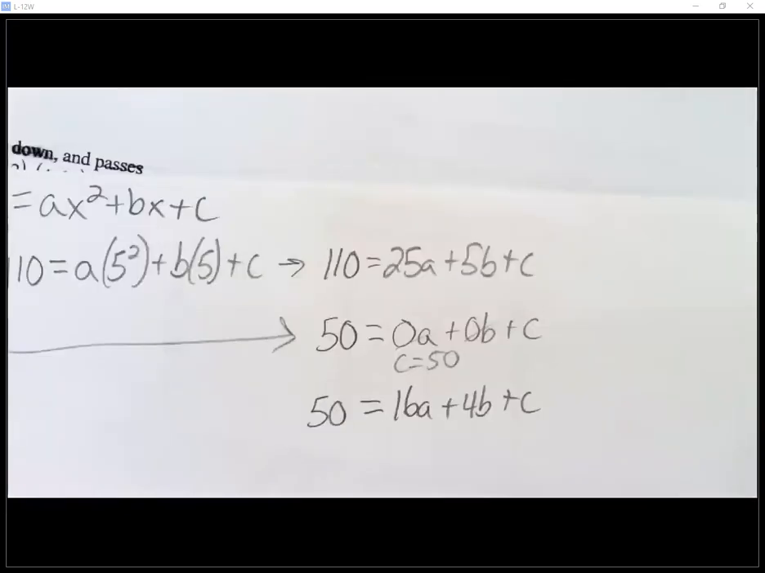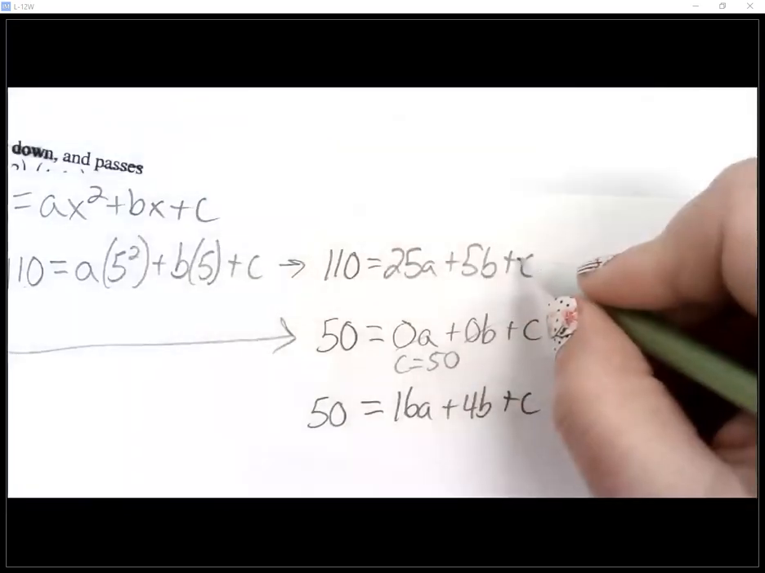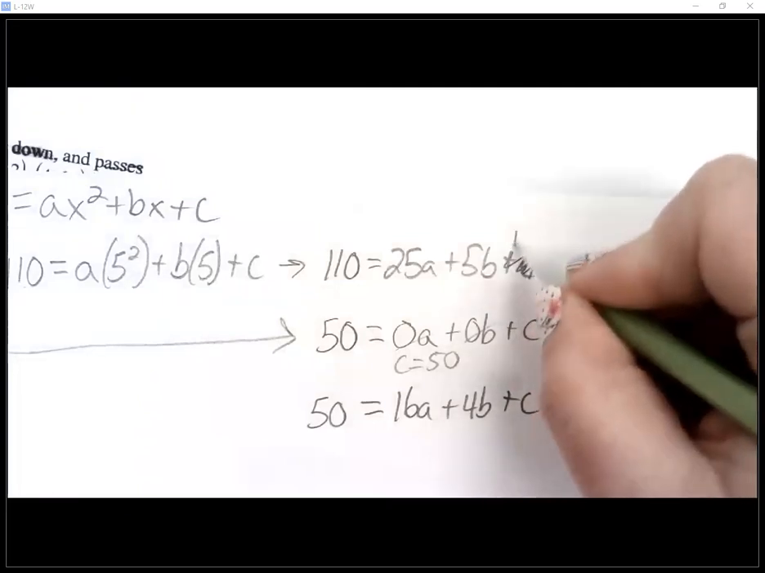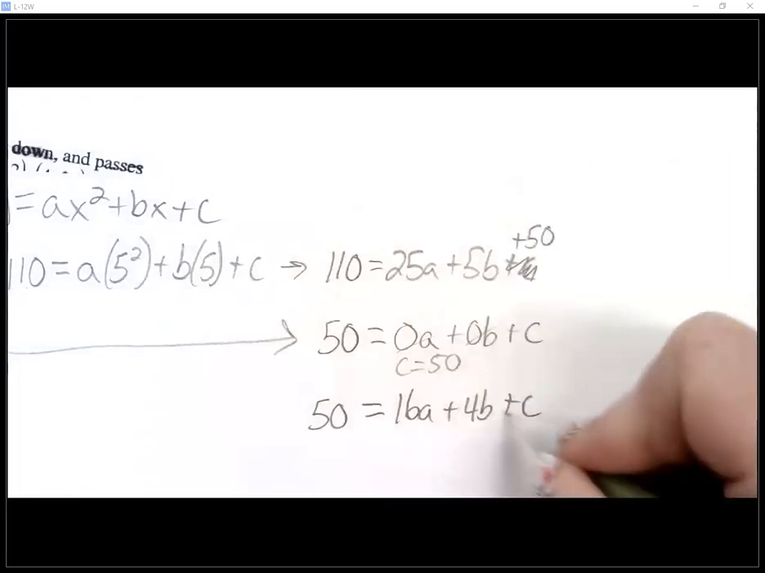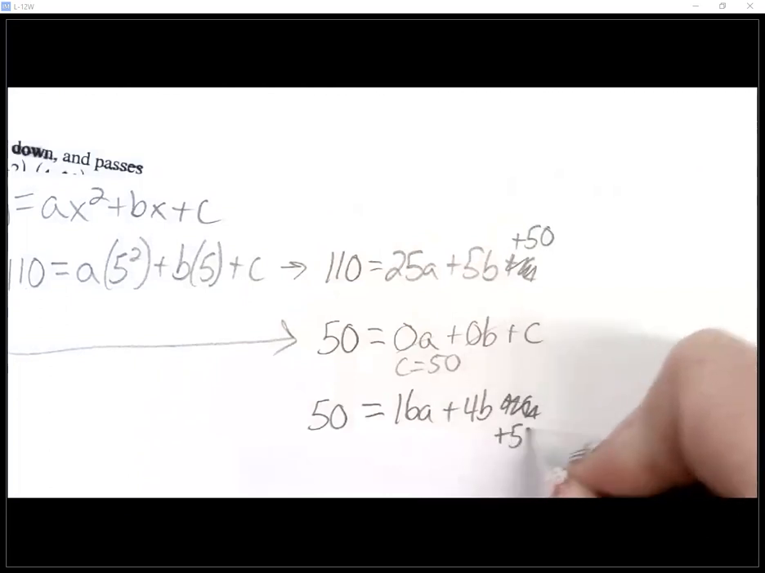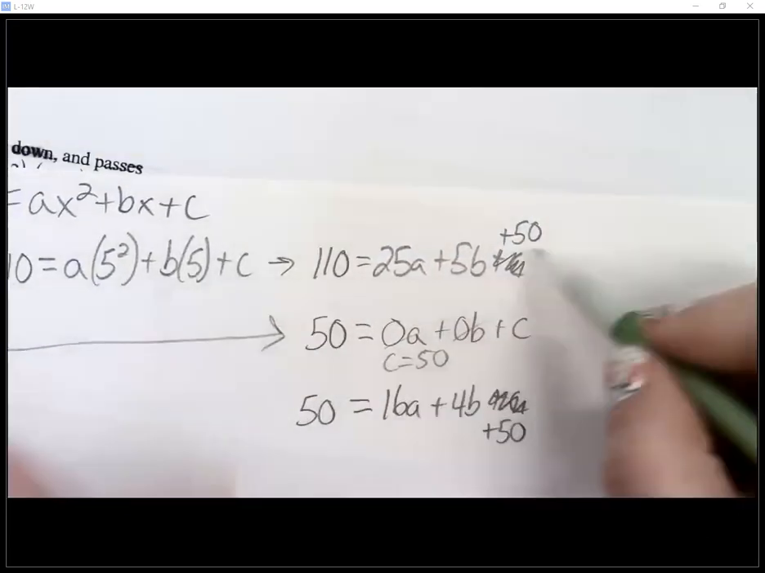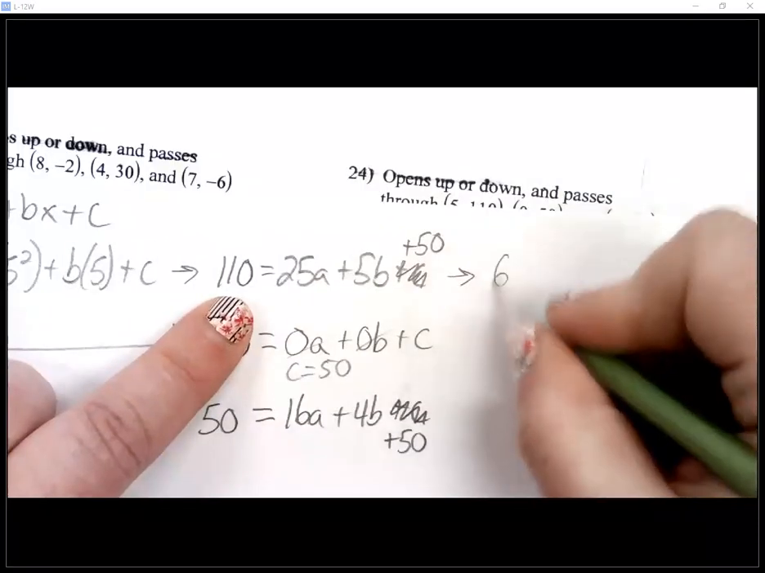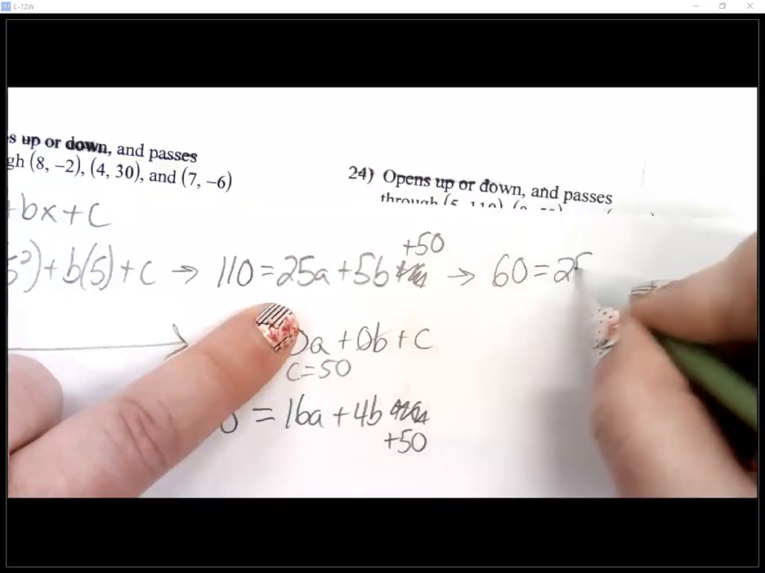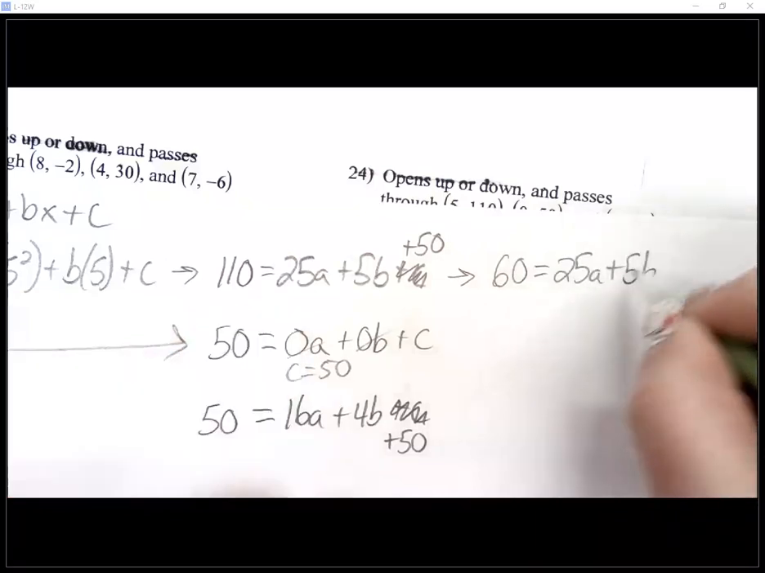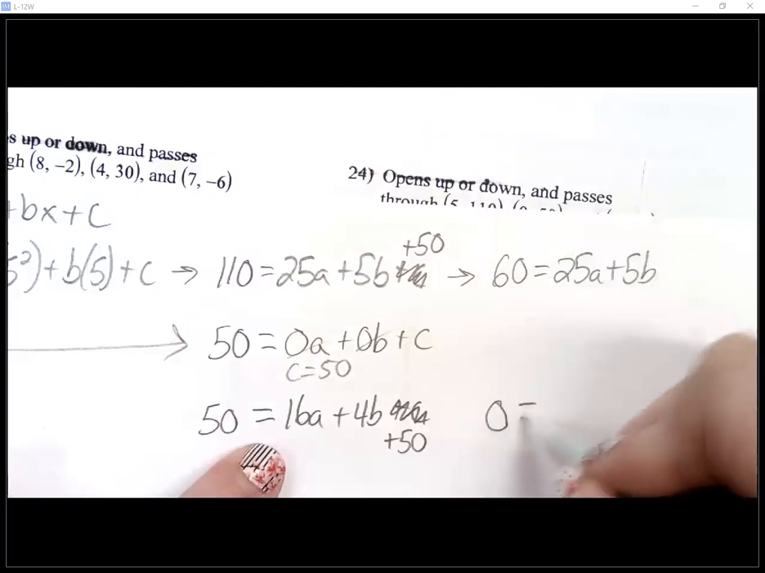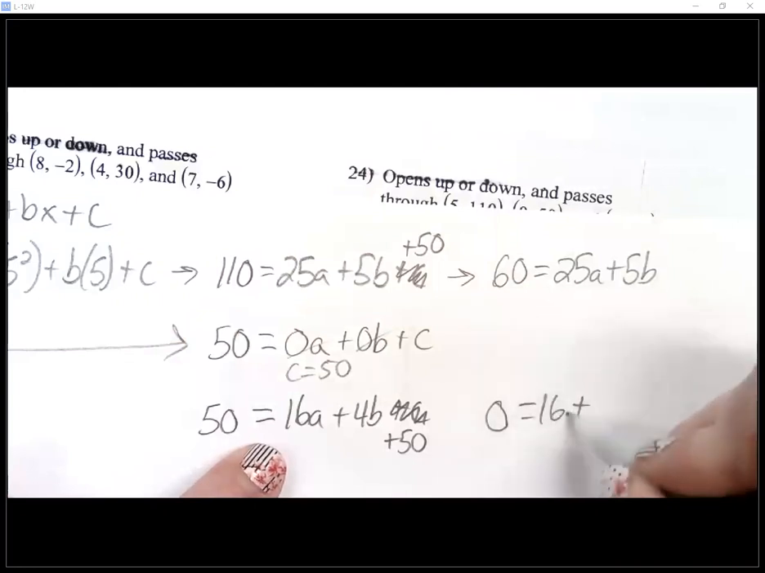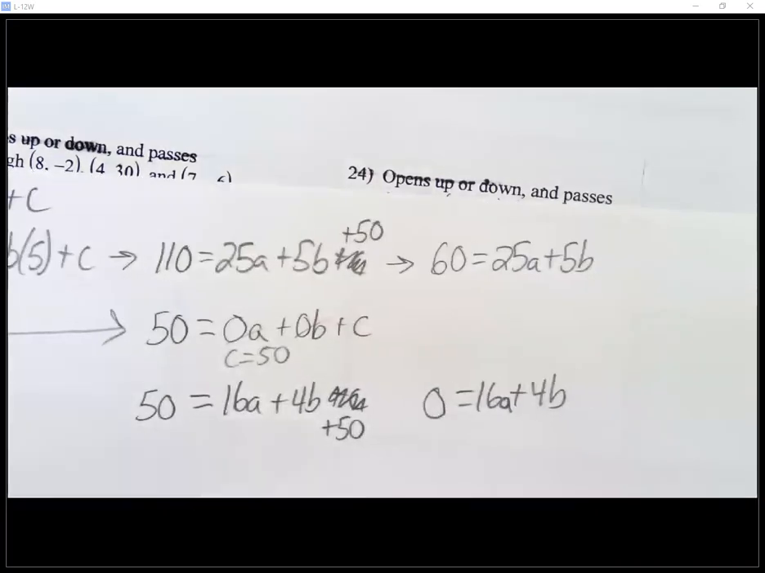So if C is 50, can I just replace this with a plus 50? Right, same thing down here. That just turns into a plus 50, which means that couldn't I just minus the 50 to the other side? And this equation really turns into 60 equals 25A plus 5B. And this one is just 0 equals 16A plus 4B. So I'm already down to a 2-variable system. So now I can just solve this one like I normally do.